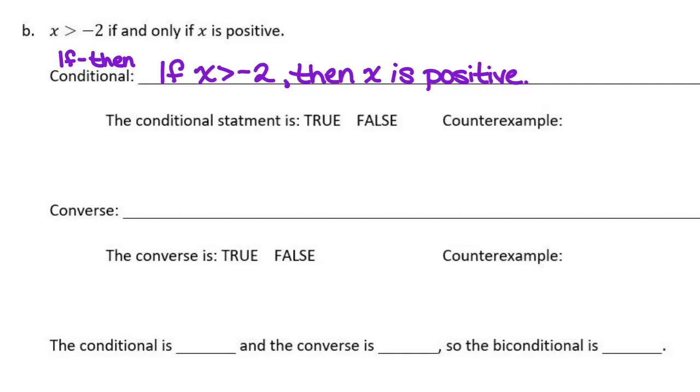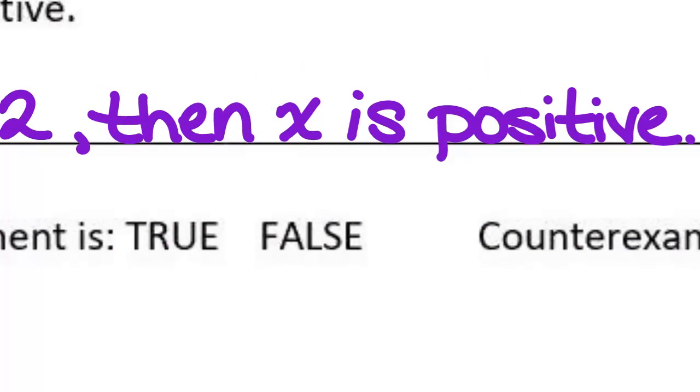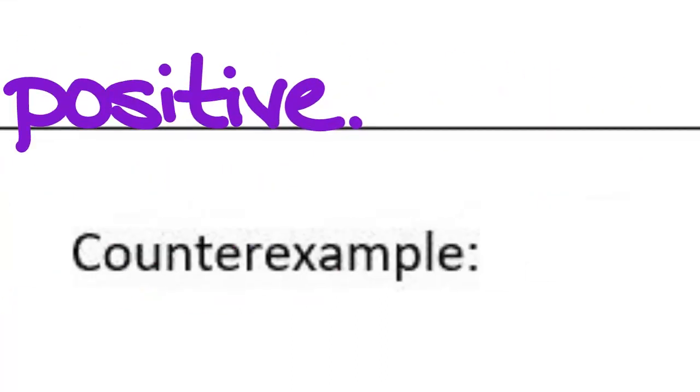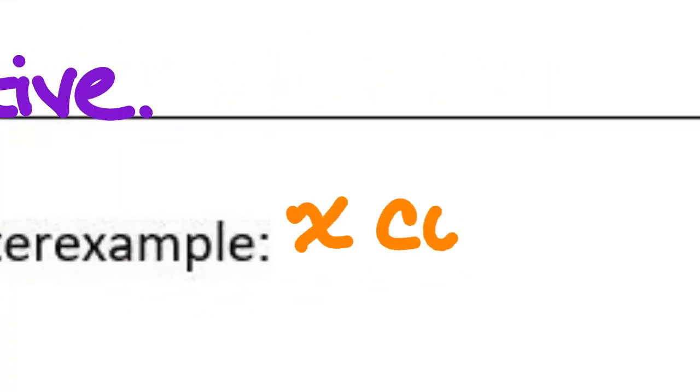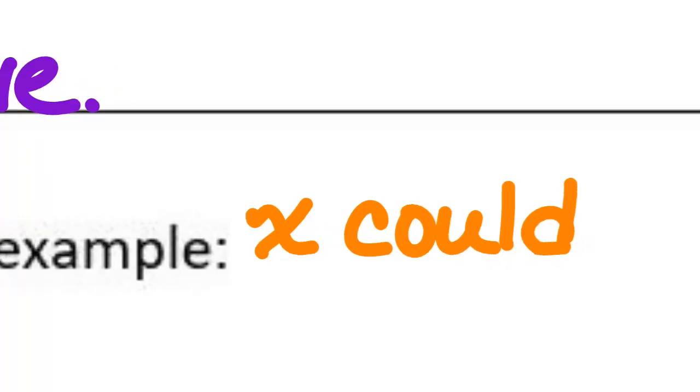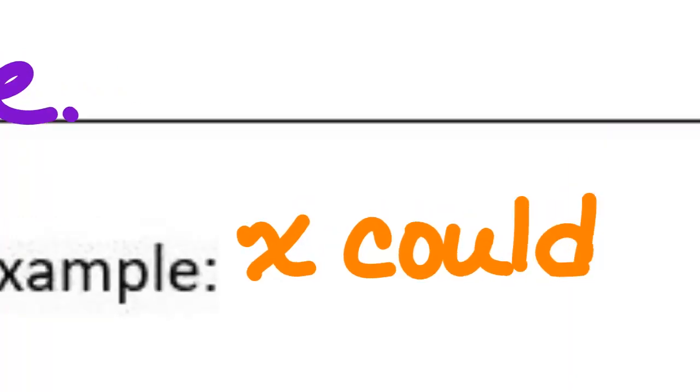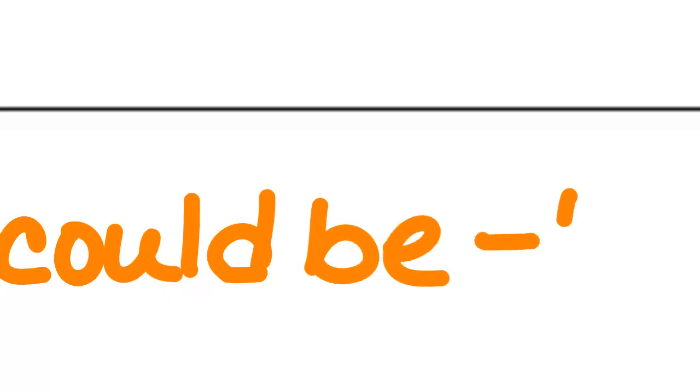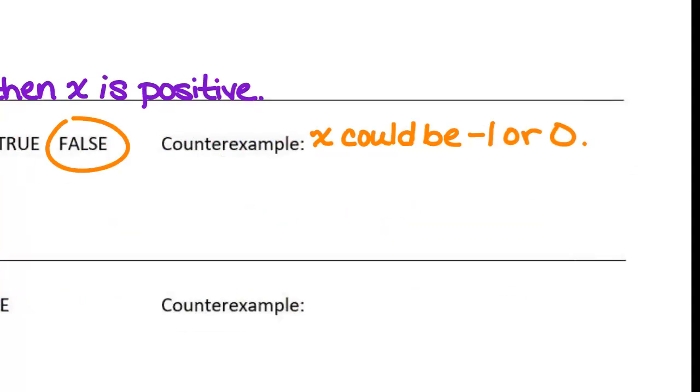Is that true or false? False. Why? What else could x be? It could be -1. So this is false. Is that the only possible thing that x could be to show that this is false? It could be 0. Or could it be -0.5?